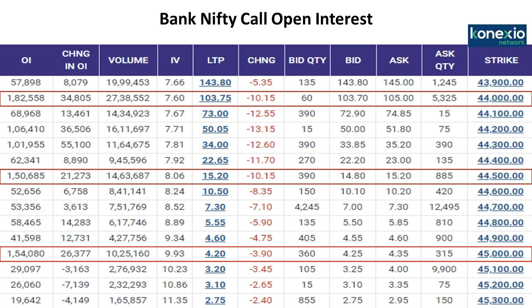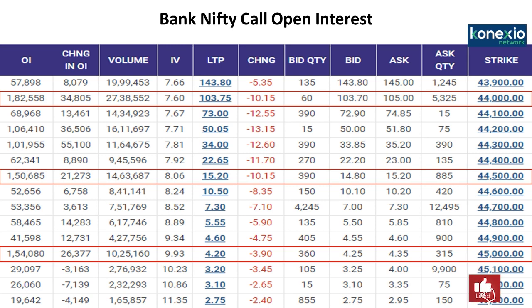So on immediate basis, as I said, 44,000 could act as an immediate resistance. If Bank Nifty crosses those levels, then we might see the rally towards the level of 44,500, and then maybe 44,800 in the next week. So looking at this particular data, we feel that 44,000 could be the barrier. If Bank Nifty closes above those levels, then we might see a sharp short covering rally towards the level of 44,500 to 44,800 for the next week.